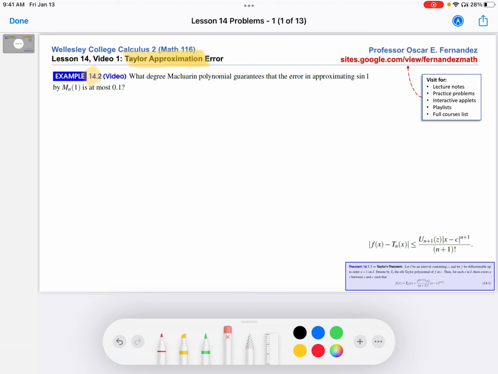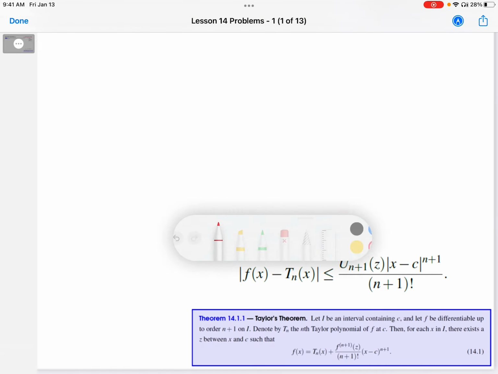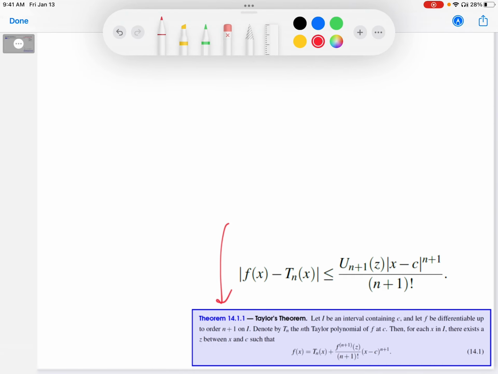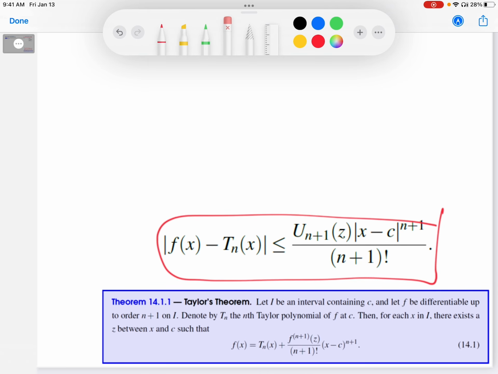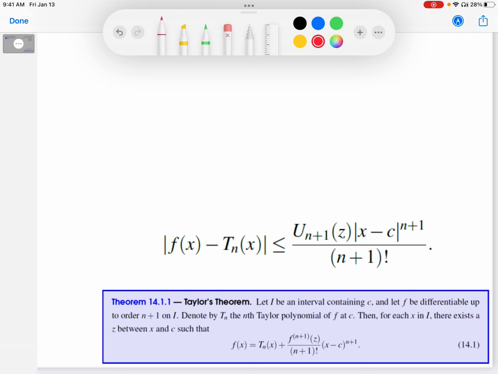The first thing I'm going to do is to remind you of Taylor's theorem. I'm going to zoom in here on the lower right-hand side. This is from the notes from lesson 14. So ignore this giant thing in a minute. That's actually what we're going to use to solve the example, but that comes from Taylor's theorem. So let's read Taylor's theorem.